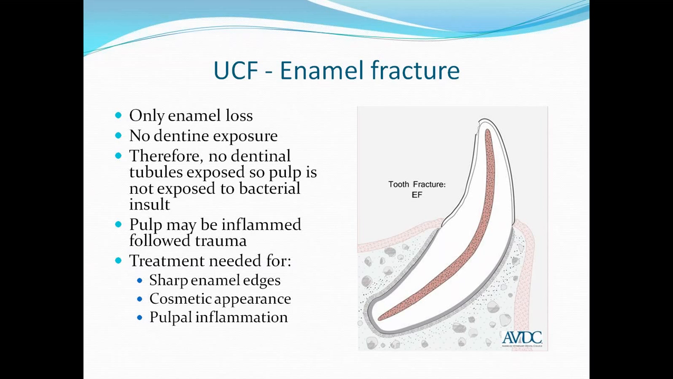So the treatment that we recommend is to remove the sharp enamel edges, because once the enamel fractures, you're going to have that matrix break and you're going to have sharp edges. As you can see in this diagram on the top, you've got a sharp enamel edge. We also want to restore the cosmetic appearance of the tooth, because a lot of clients don't like the fracture, and we also want to worry about pulpal inflammation.